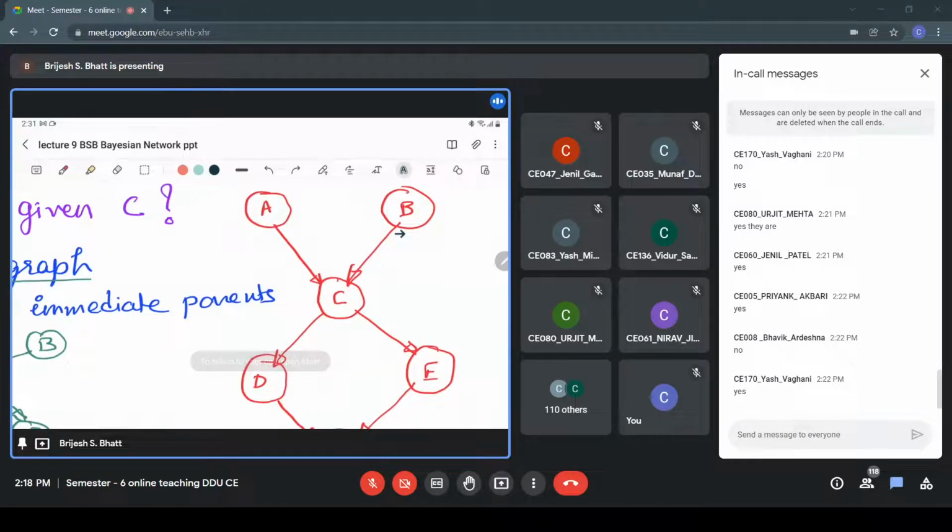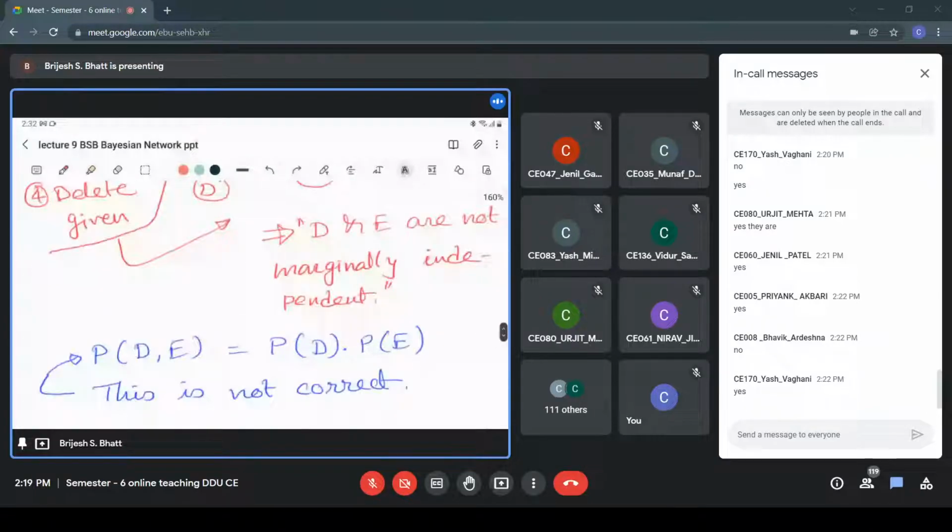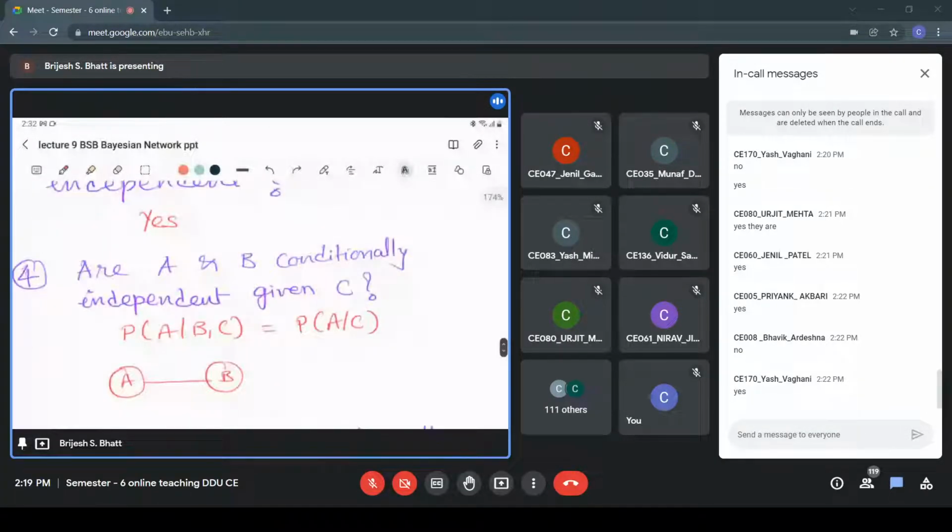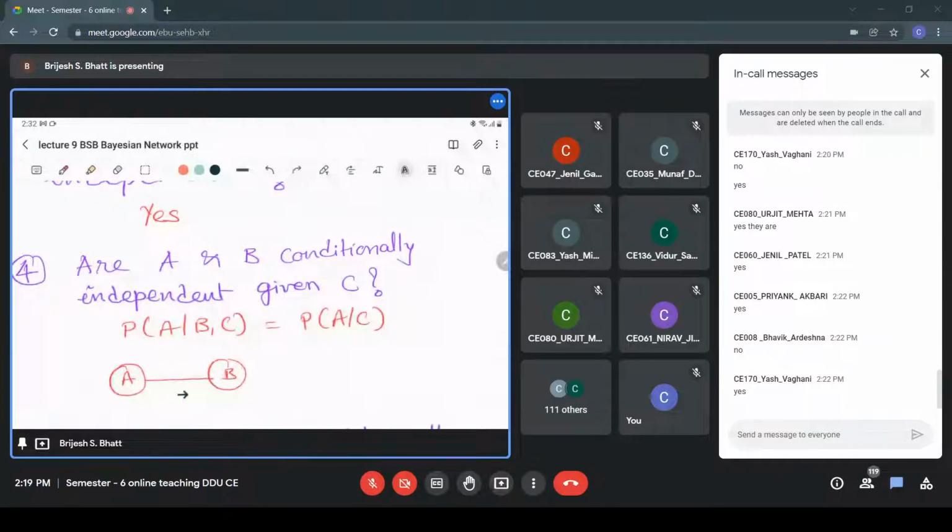We have asked about A, B, and C. Now there are three variables in question. So draw a graph of A, B, C, moralize the parents, disorient, and remove the condition part and see what you are left with. So it becomes something like this. Finally, you will get this graph because you have moralized it. So A and B become connected. So given C, A and B are not independent.